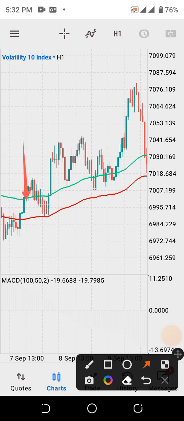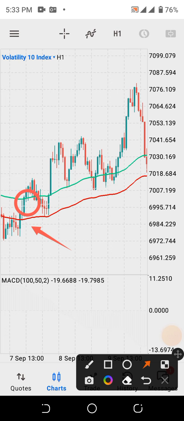All right, so in this particular case, you make your entry at this point where the candlestick closes above the green line, and your stop loss should be at the red line.